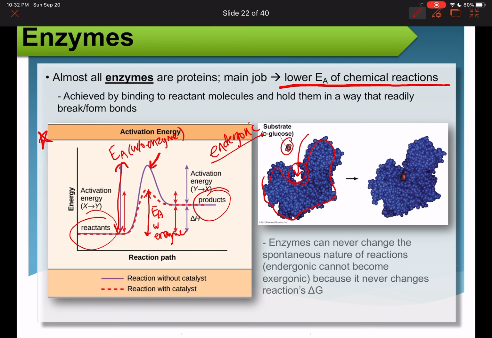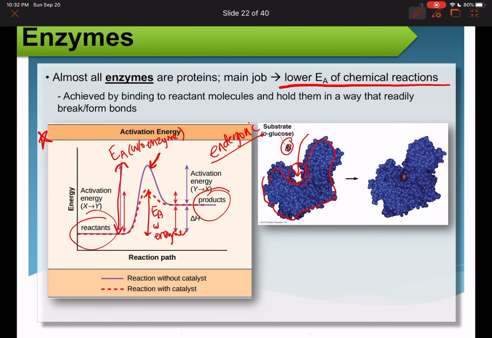Okay? Now, keep in mind that enzymes can never change the spontaneity nature of the reactions, meaning that an endergonic reaction will always be an endergonic reaction. An exergonic reaction will always be an exergonic reaction. You can never use an enzyme to change an endergonic reaction into an exergonic reaction, nor can you change an exergonic reaction into an endergonic reaction. That is not what the enzymes are doing. Enzymes are just doing the lowering of activation energy, in this case in an endergonic process.